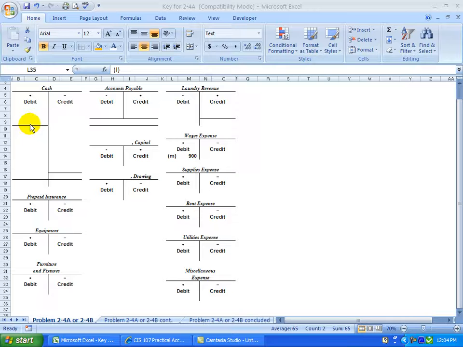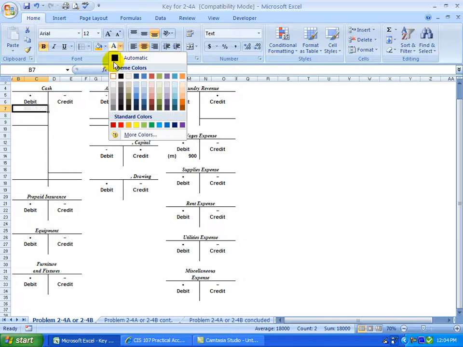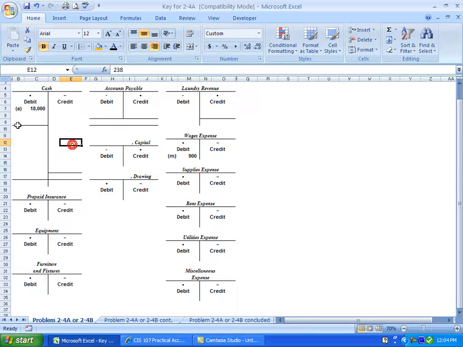In transaction A, the owner deposited $18,000 in cash. So we're going to go to the cash account, and this is going to be labeled an A. And we're going to record that increase of $18,000. So here's our A debit. When you make an investment, it goes into the capital account. It's also going to be letter A for $18,000. So notice that the debit to cash equals the credit to capital.